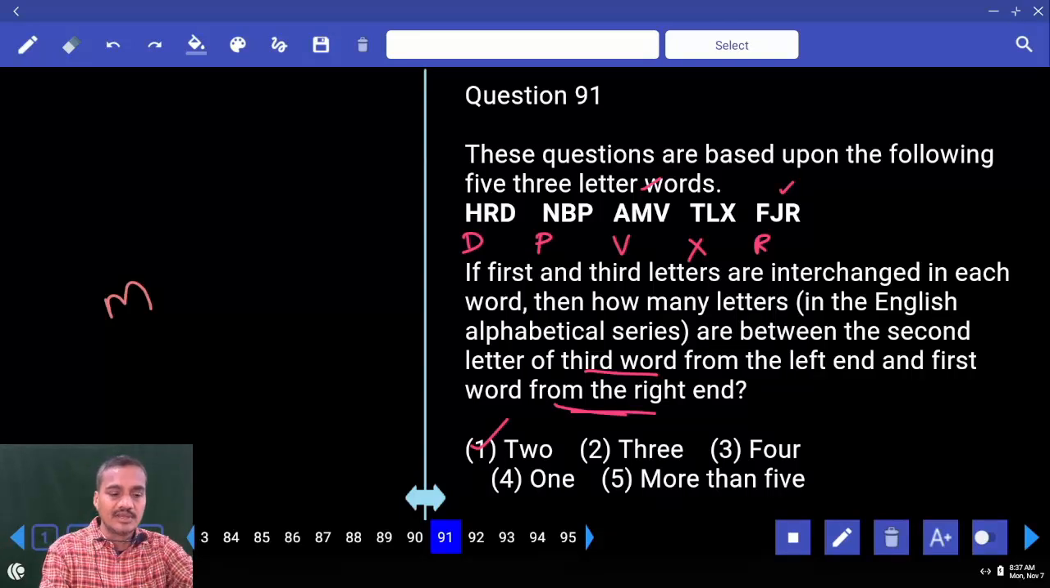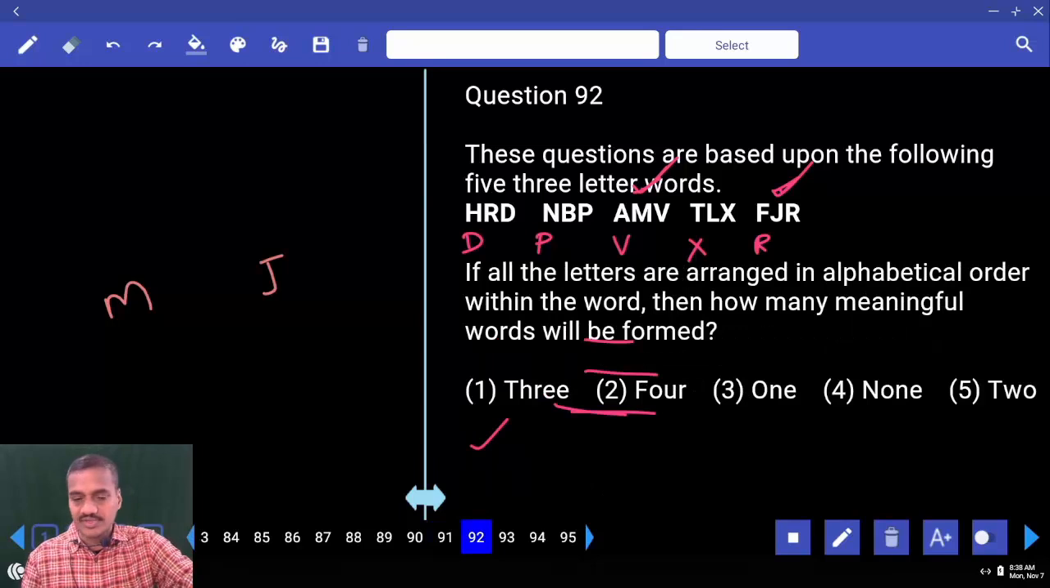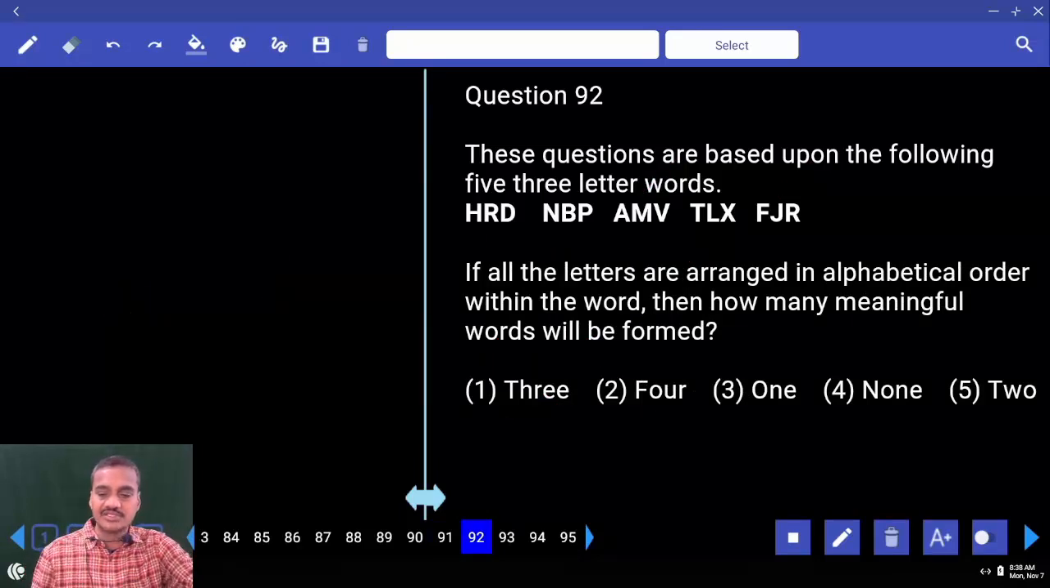Is that right? Between the second letter of the first word from the right hand side and the second letter of the third word from the left hand side, are there any letters of the English alphabet in between? Now here between J and M, how many letters are there? J and M, there are only 2 letters, choice 1. Then 92. If all the letters are arranged in alphabetical order within the word, how many meaningful words will be formed? DHR is not a meaningful word, BNP is not a meaningful word, and next AMV, LTX and FJR. There is no meaningful word, that is choice 4, 92.